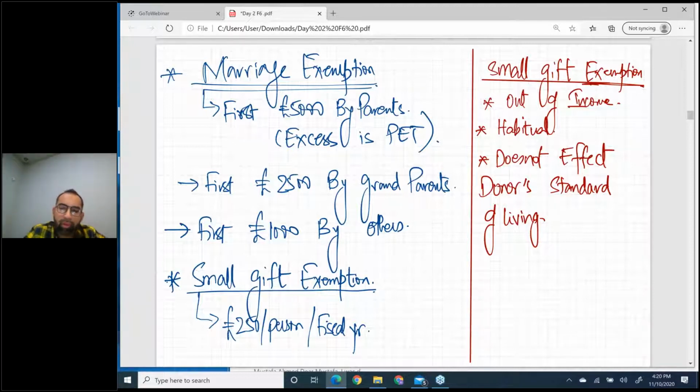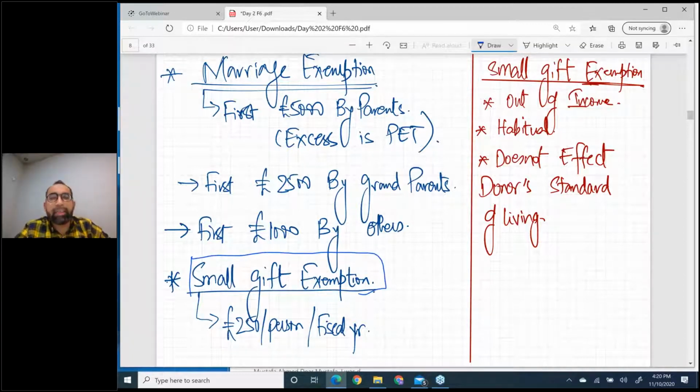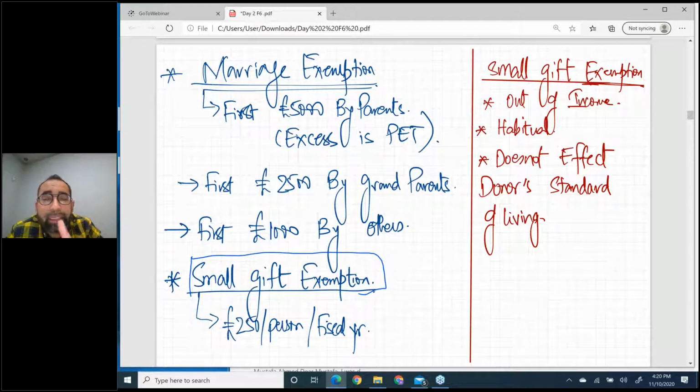Okay. Now, one more topic: small gift exemption. This is not related to marriage exemption; it is a separate topic. In any fiscal year, if you gift anybody less than 250, say 200 or 220 pounds to your daughter, it's totally exempt. But if the total gifts in one fiscal year to any party exceed 250, then the whole amount is taxed, not just the excess.